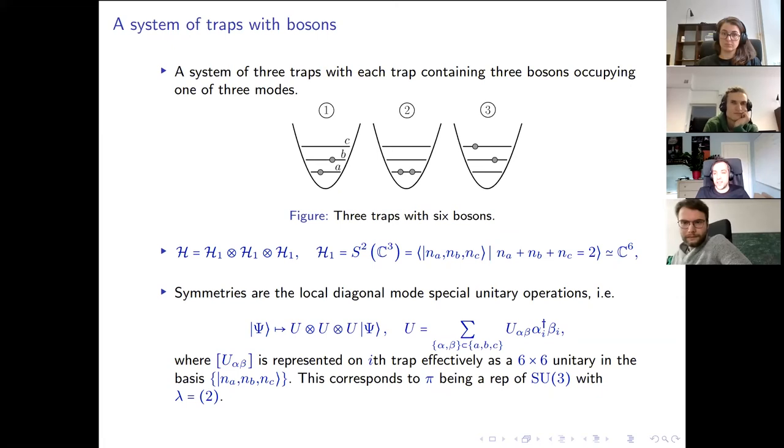So this is just an example of every trap being a subsystem. Let's say C^D that you started with. Effectively, it's C^6. Every trap is, in this case, in the mode basis.